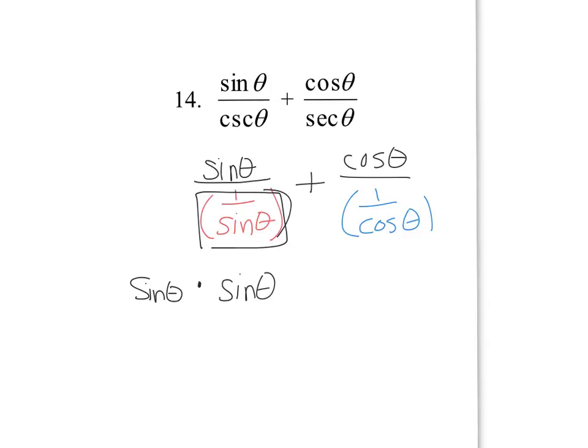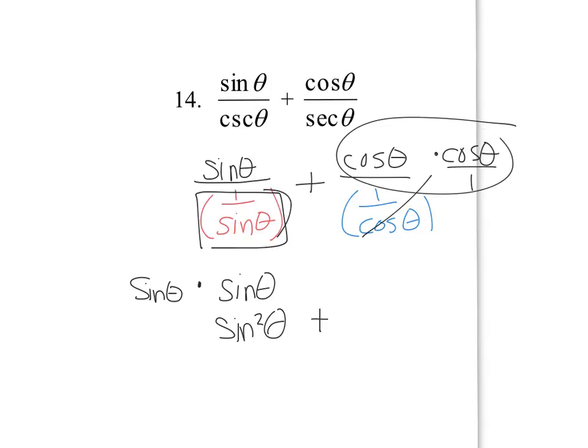So this turns into sine squared theta. And then I'm going to multiply this by cosine theta over 1 in order to cancel this out. So I'm going to get plus, this is going to be cosine squared theta. So sine squared theta plus cosine squared theta equals 1 is my answer. Much simpler than what we started out with.